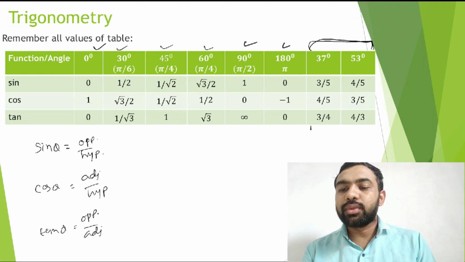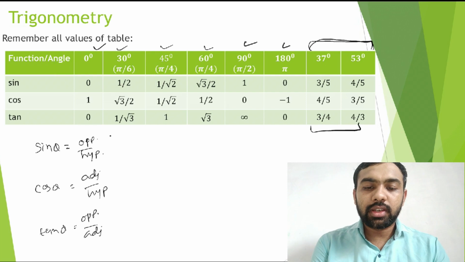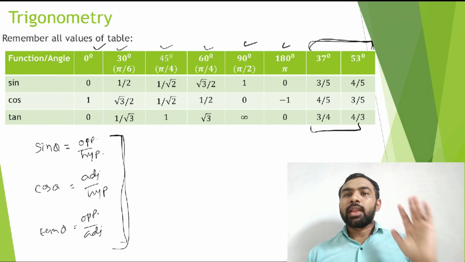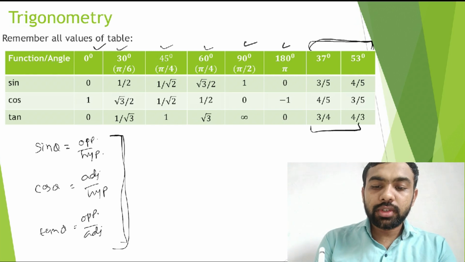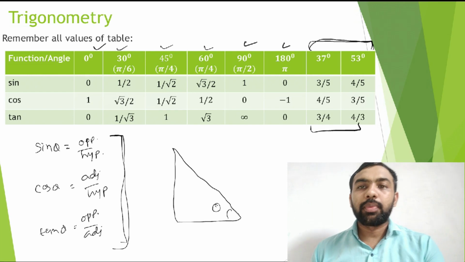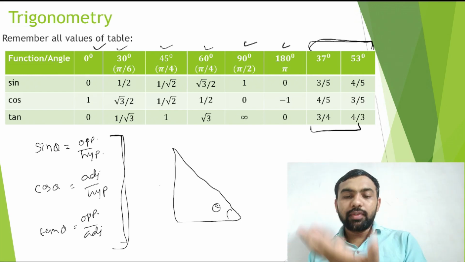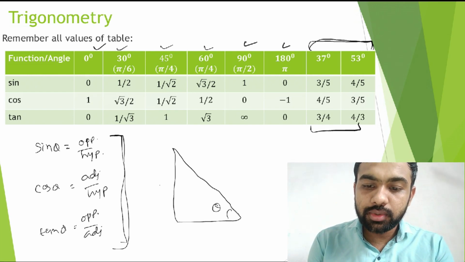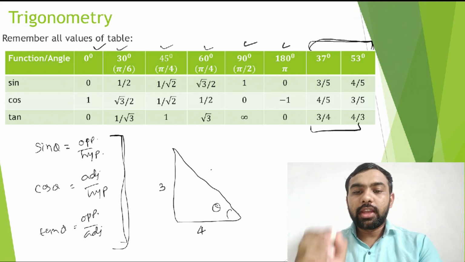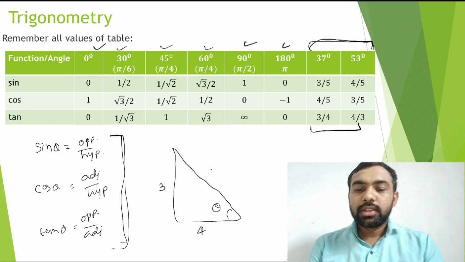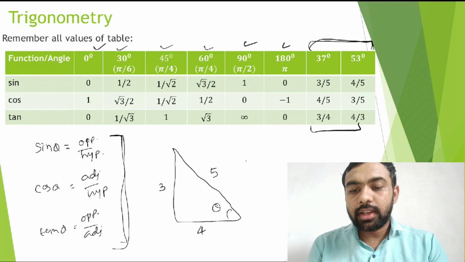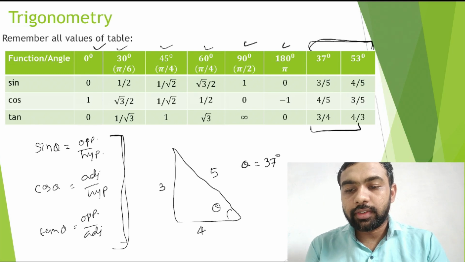So these last two values are remembered by using the three relations. All of you must remember the three relations: sin theta, cos theta and tan theta. You just make one right angle triangle. Suppose this is theta. You form a triangle in which the opposite side is 3 and the adjacent side is 4. Then by Pythagoras rule, the hypotenuse is what? 5. So in this triangle, theta is equal to 37 degrees.